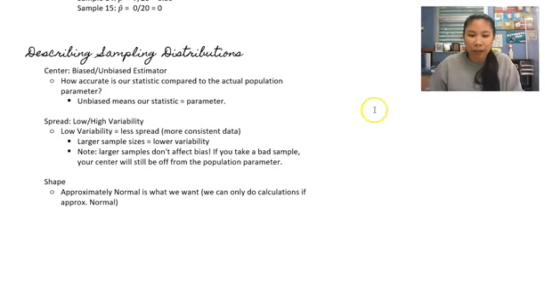Lastly, when we talk about our sampling distributions, the shape. We know how to describe a shape. However, what we want is approximately normal, because from all the probability calculations that we've done, approximately normal is when we can actually calculate probabilities nicely. So that's why we want approximately normal. As we go through our chapter, we will talk about how we do these calculations, how to get that approximately normal shape, and what we can manipulate.